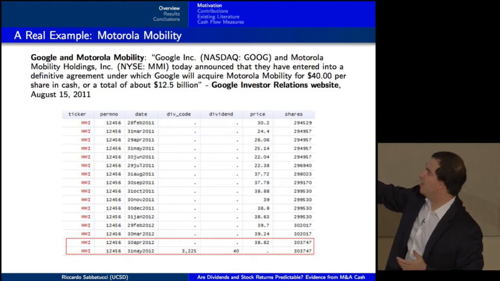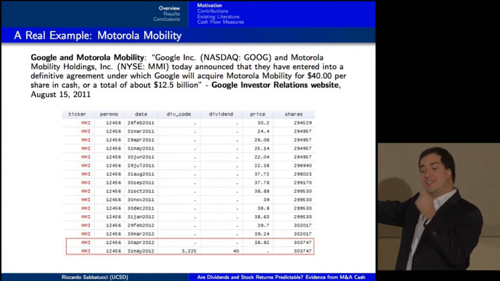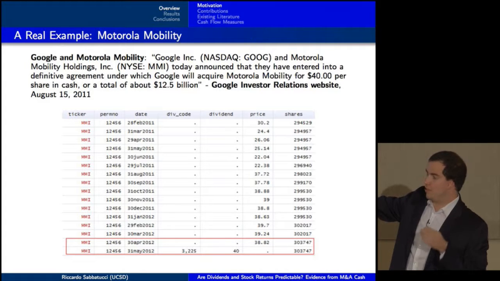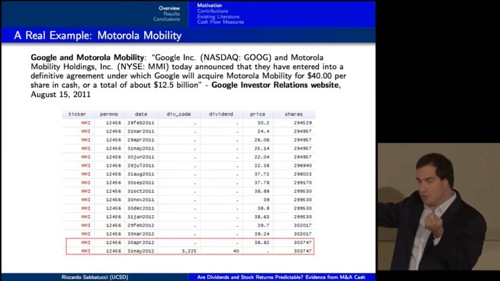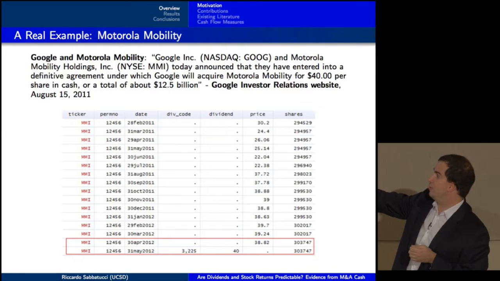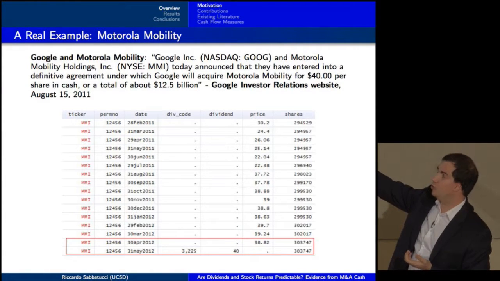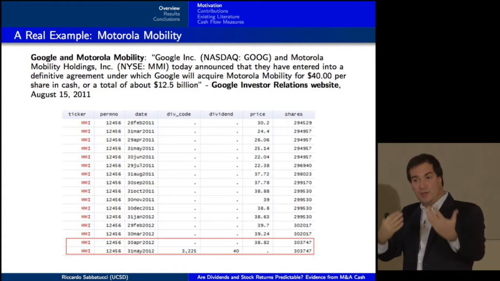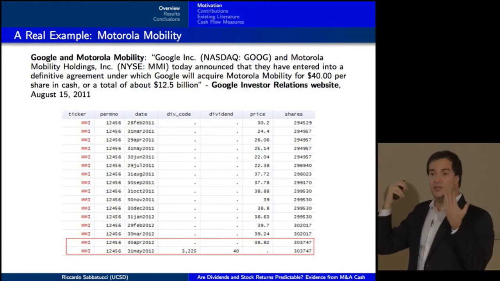And the price stayed constant. Then when Motorola Mobility gets delisted, CRSP records that as a special dividend, so it attaches a special code, which allows us to back out those cash flows. Then, of course, we multiply the number of shares times the price per share, and we see that these are approximately $12.5 billion. Those $12.5 billion that the Motorola Mobility shareholders, public investors, receive are not included in the standard dividend measure.